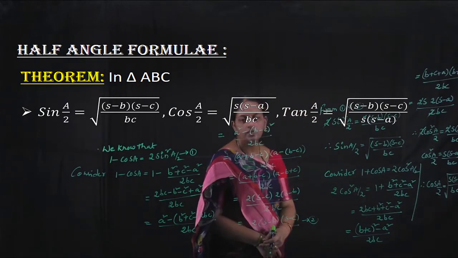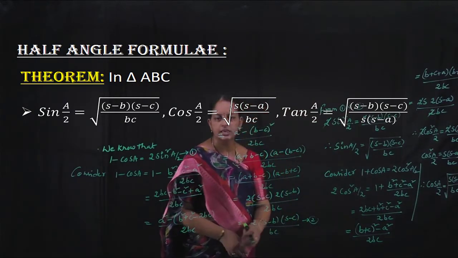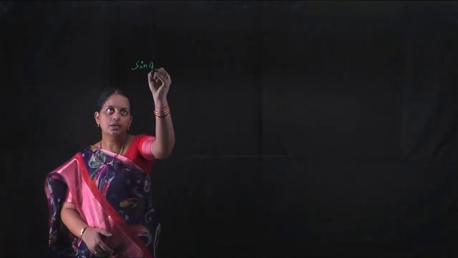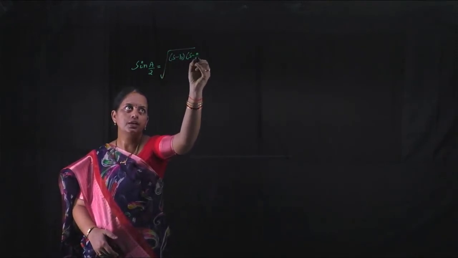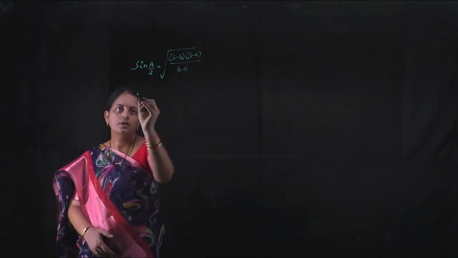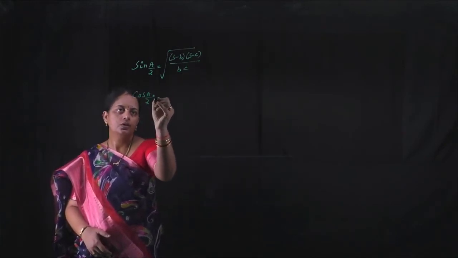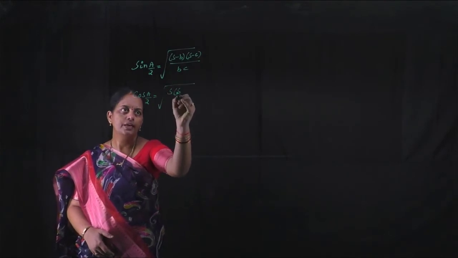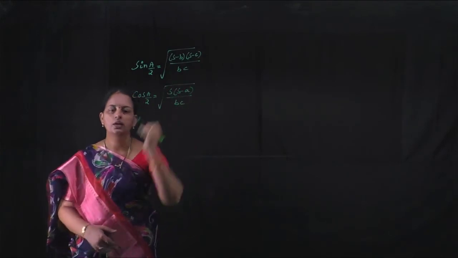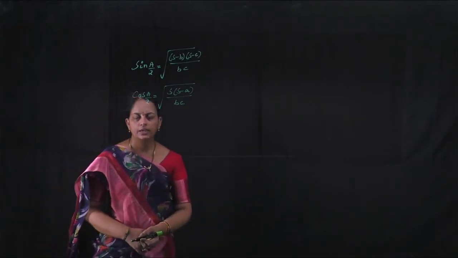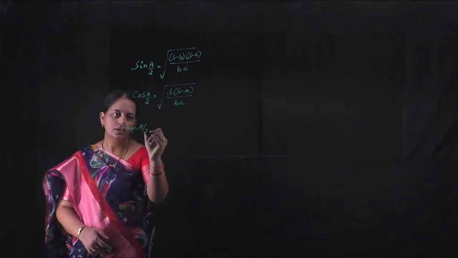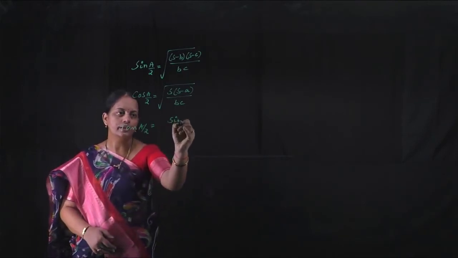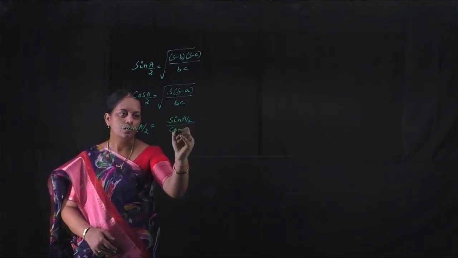cos A/2 is equal to root of s(s−a)/bc. Already we derived sin A/2 is equal to root of (s−b)(s−c)/bc, and cos A/2 is equal to root of s(s−a)/bc. From these two formulas, we can find tan A/2. We know that tan A/2 is equal to sin A/2 by cos A/2.